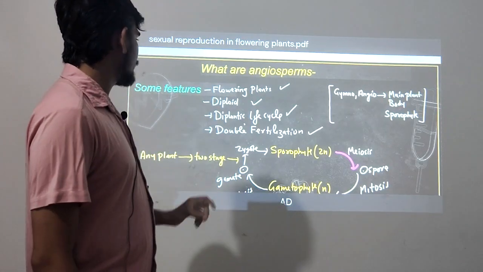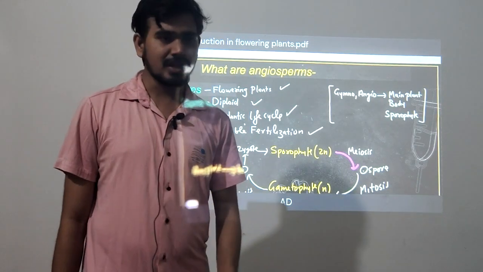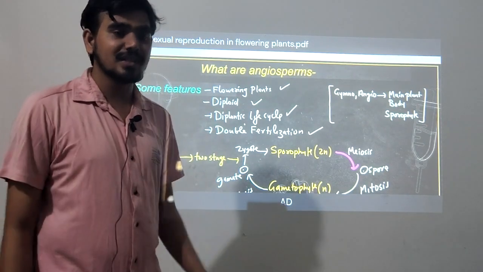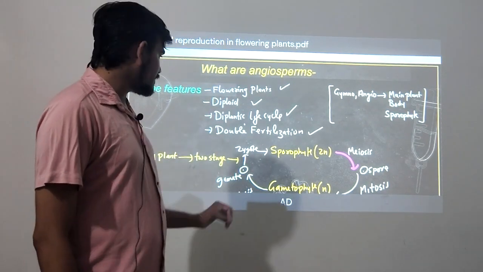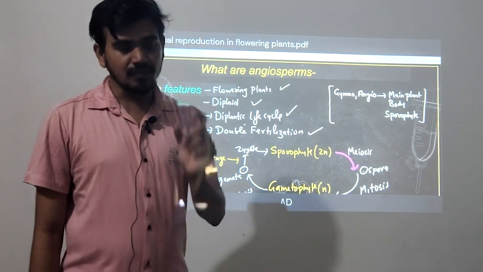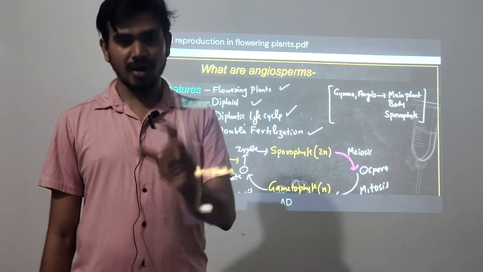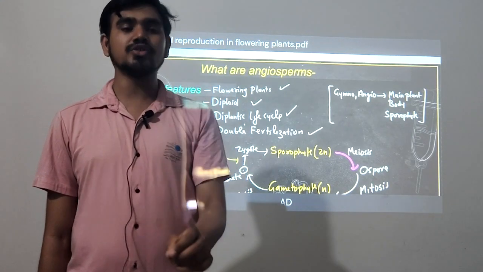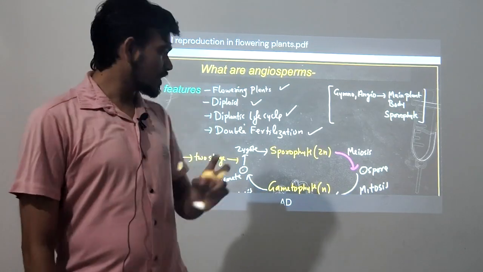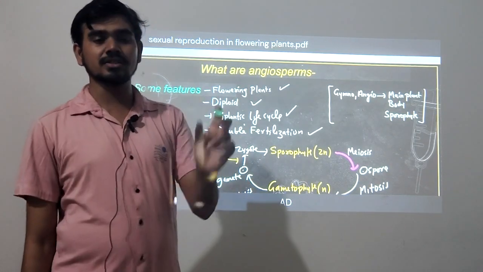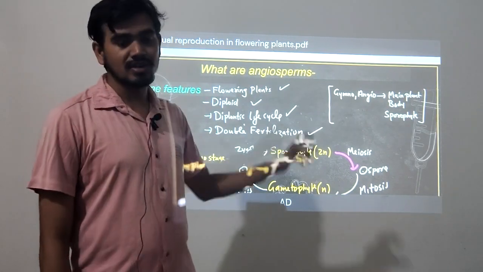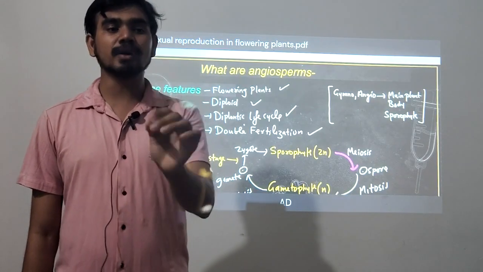So what are the angiosperms? There are some features of angiosperm when we see flowering plants. If there are flowers in the plants, we can say those are angiosperms. They are diploid and have a diplontic life cycle and double fertilization. Remember, the character of double fertilization is only found in angiosperms, along with the 7-celled 8-nucleate embryo sac. Double fertilization consists of triple fusion and syngamy, and it is only present in the angiosperm division.